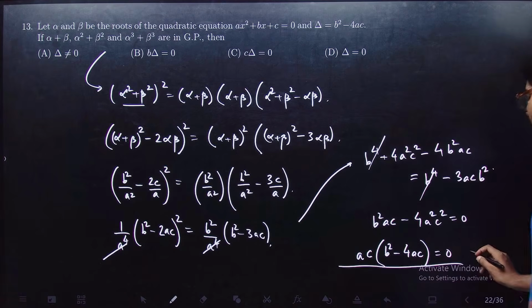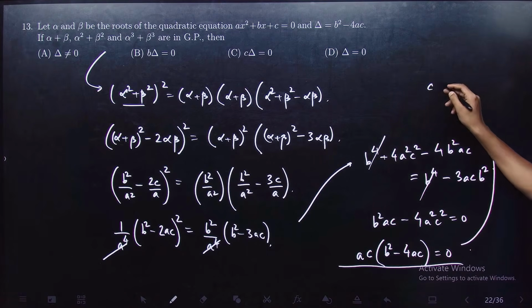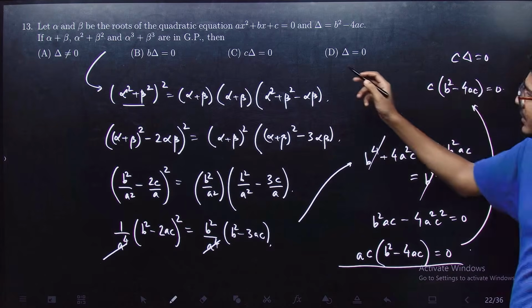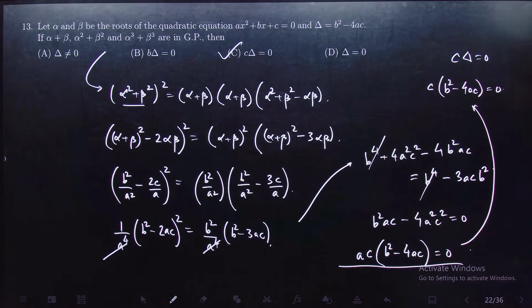now we know that a can't be 0 because a is the leading coefficient, right? Which means c times b square minus 4ac should be equal to 0, which means c times delta should be equal to 0, which is option C, okay? As simple as that, all right? Just plug in the values using Vieta's formulas and then solve it, okay? That is all this question has to do. All right, let's look at the next one.